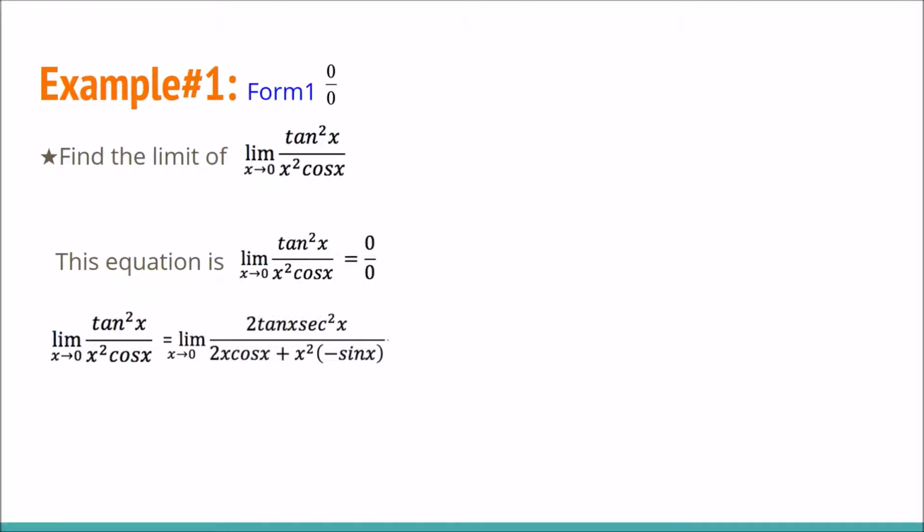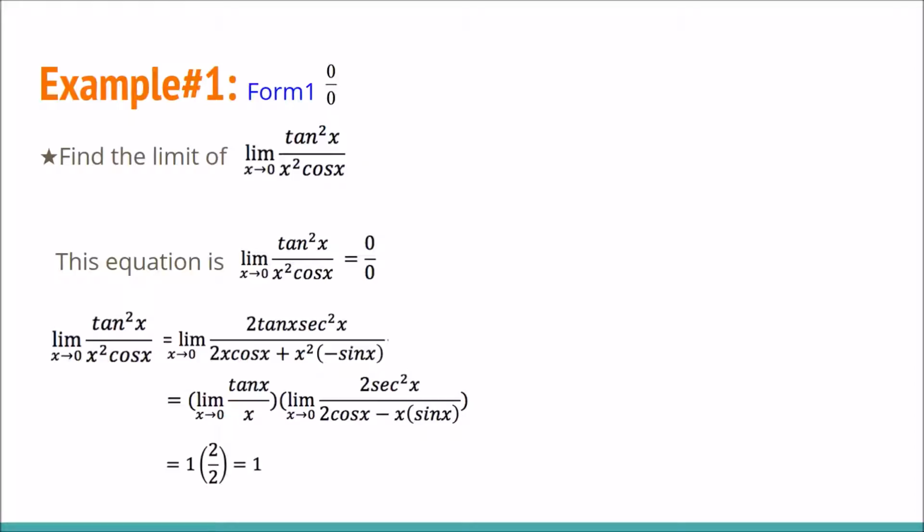When we take the derivatives of both the numerator and denominator and solve, we have a limit that equals 1 multiplied by 2 over 2, which equals 1.